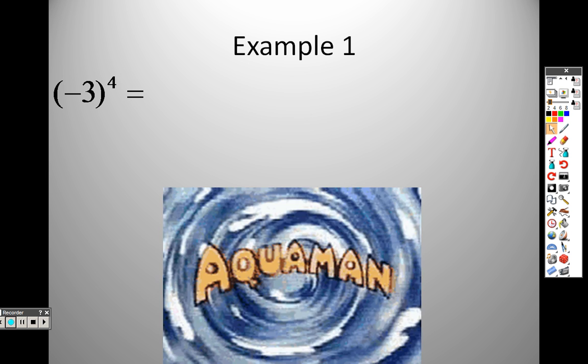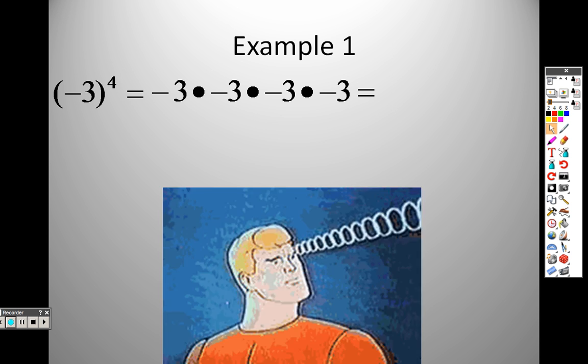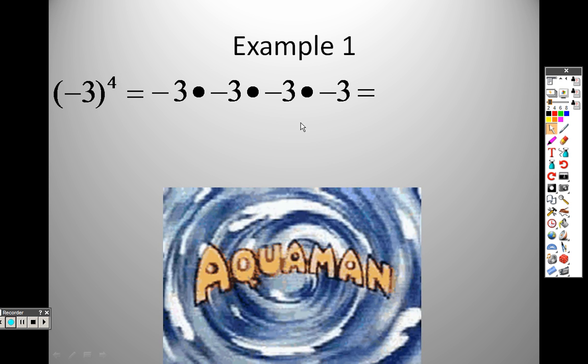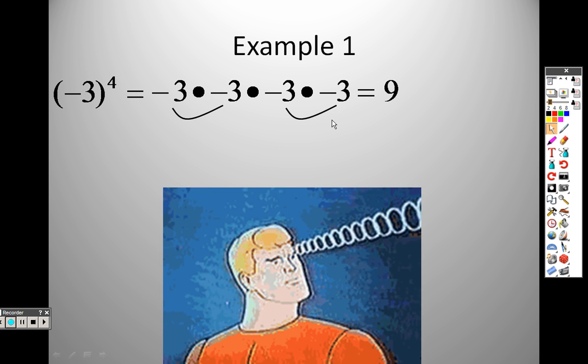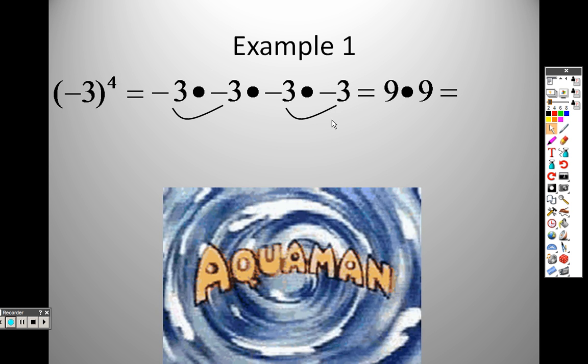Example 1, negative 3 to the 4th means you're doing negative 3 times negative 3 times negative 3 times negative 3. Well, you can kind of group these together if you want, right? You can do that in your head. Negative 3 times negative 3 is 9. So negative 3 times negative 3 is 9. So we get 9 and 9. And what is 9 times 9? I hope most of you know this. That is 81 as your answer.